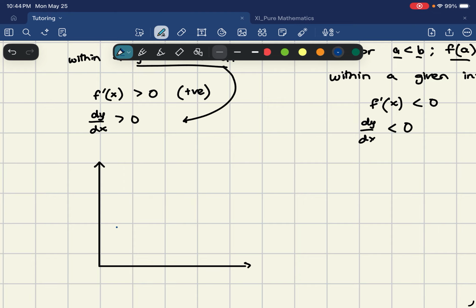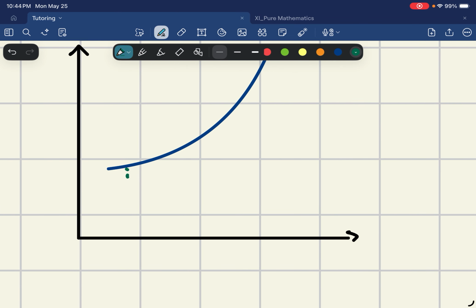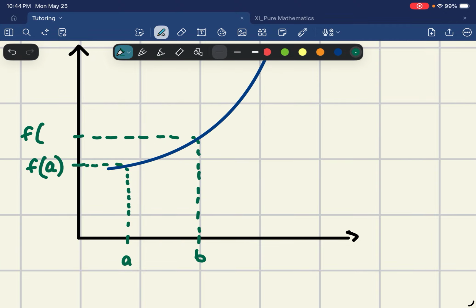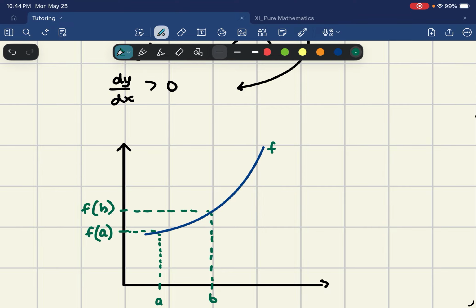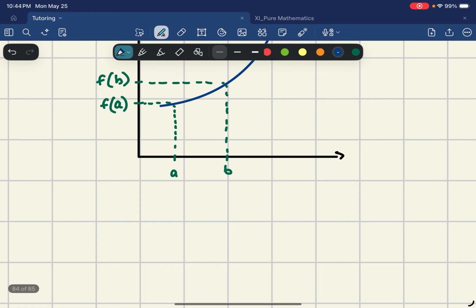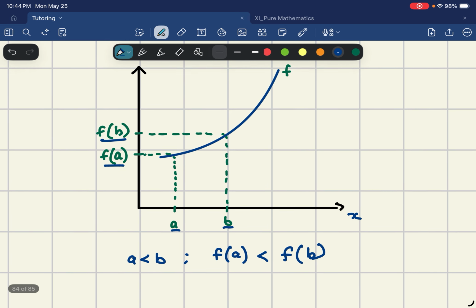So let me draw an increasing function, something like this. Now, how do I know that this is increasing? Well, let's look at A, and let's look at B, right? And let's look at f of A, and let's look at f of B. And this is the function f, right? Then we see that when A is less than B, because this is the positive x-axis, the output f of A, this output corresponding to A, is less than the output corresponding to B. So f of A is less than f of B for A less than B. So this is an increasing function.